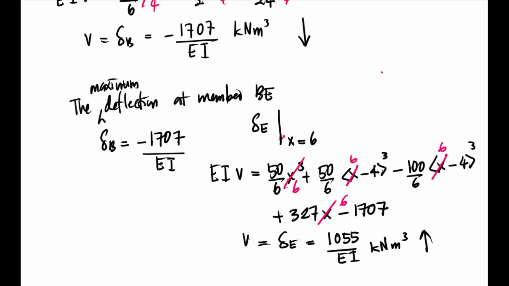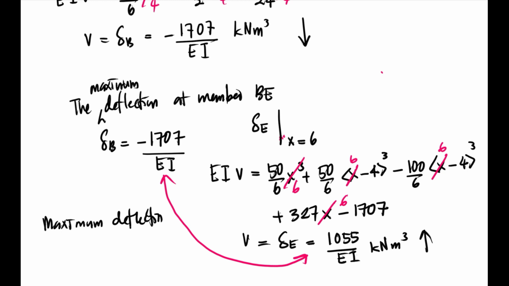So it's going up. So when you compare between these two, right? Therefore, the deflection at B is the maximum. Maximum deflection is equal to delta B equal to negative 1707 over EI kilonewton meter cube. So negative is just a sign that it is going down.